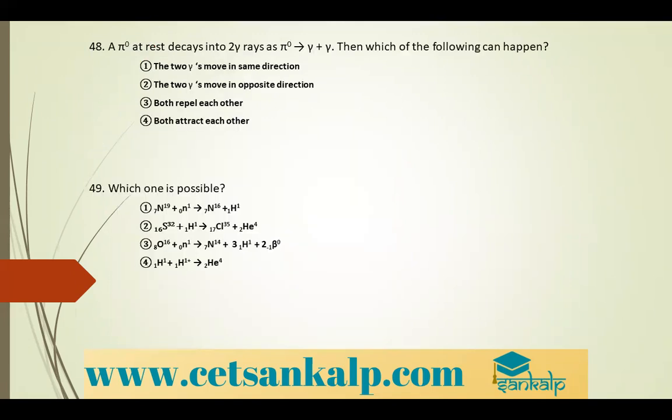Pi to the power zero, that is, meson, is what we call it. At rest it decays into 2 gamma rays. Then which of the following can happen?